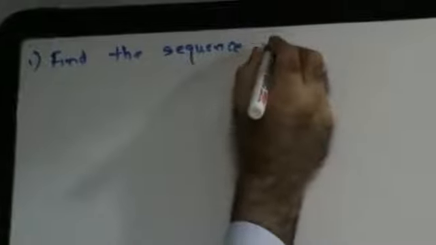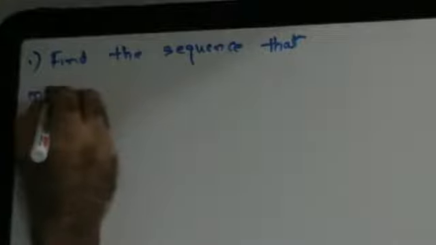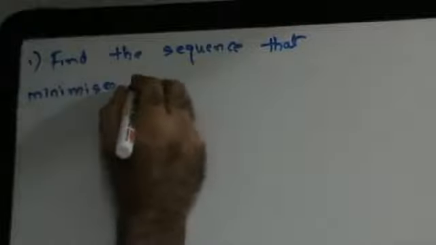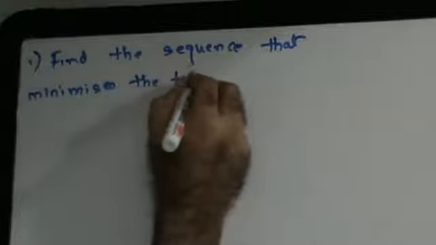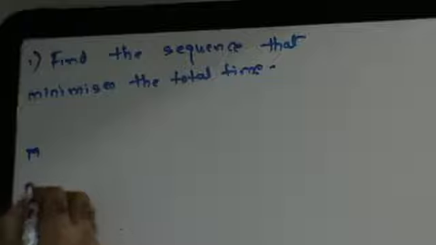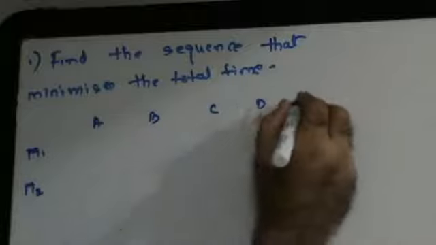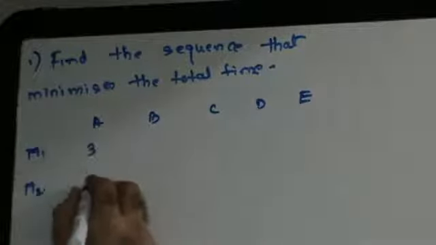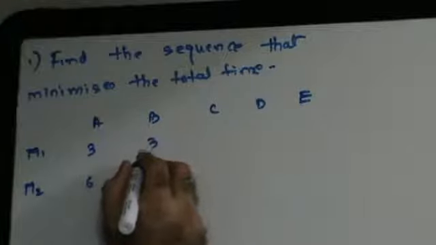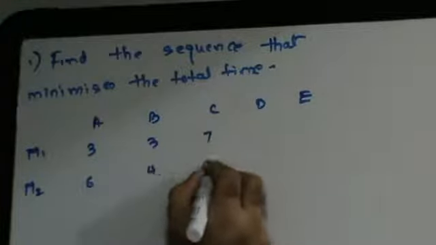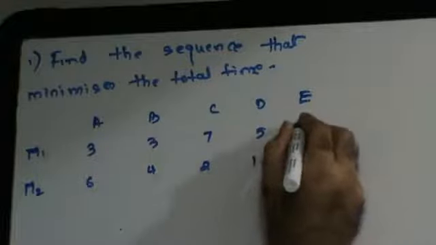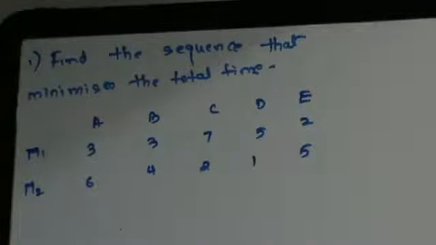We need to find the sequence that minimizes the total time. The sum is given to you this way: machine 1 and machine 2, jobs A, B, C, D, E. Machine 1 times are 3, 6, 3, 4, 7 and machine 2 times are 2, 5, 1, 2, 5. Do we get this in here?